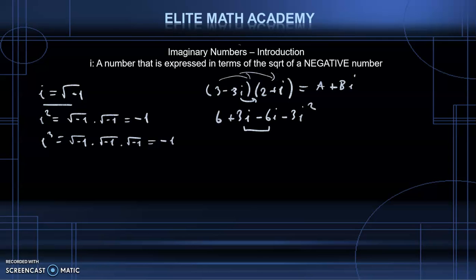And let's add the common ones. 6 plus, negative 3i minus, now 3i squared is -3. So this will be 6 minus 3i plus 4, which will bring us to 6 plus 4, which will be 10 minus 3i.